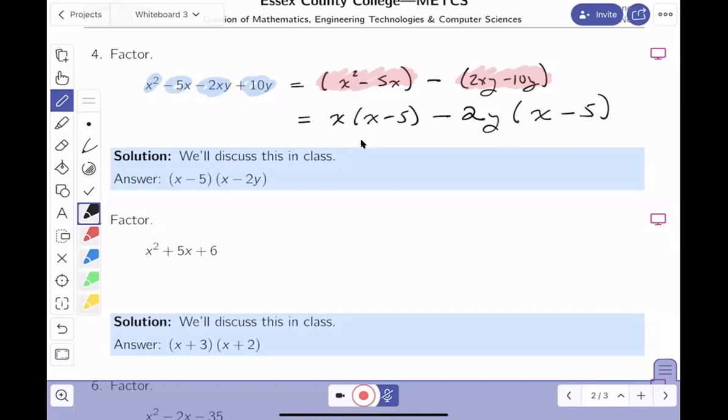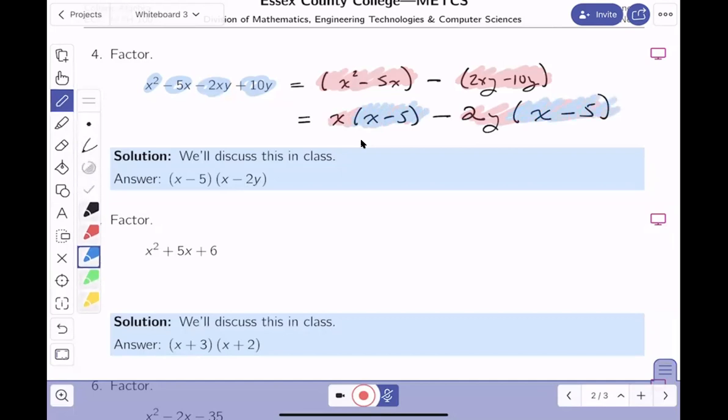Okay, we still have 2 terms. This is the first term. This is the second term. However, these terms now have been factored. Do they have something in common? They do. They have the factor x minus 5 in common.